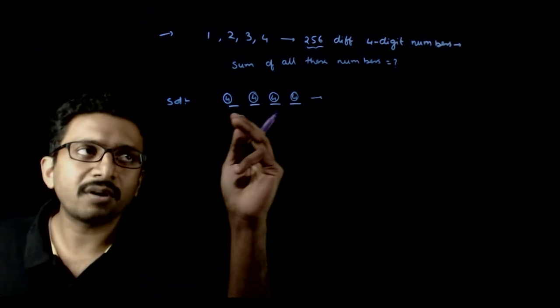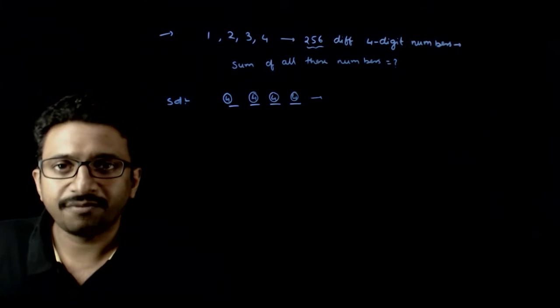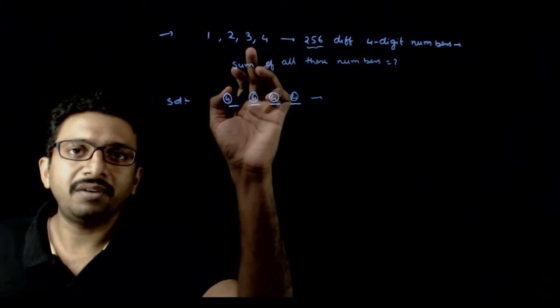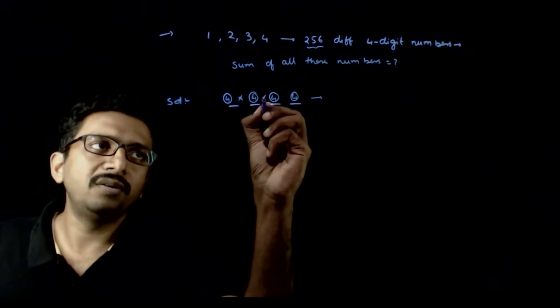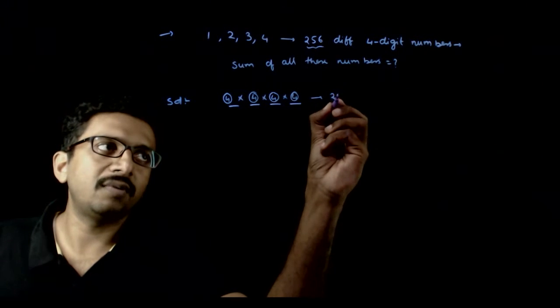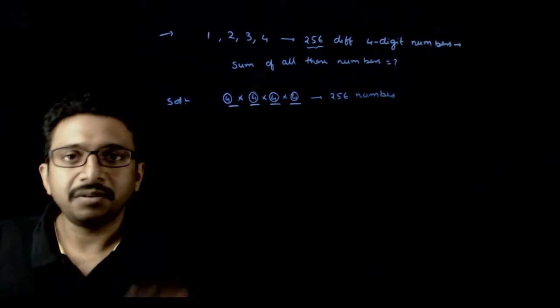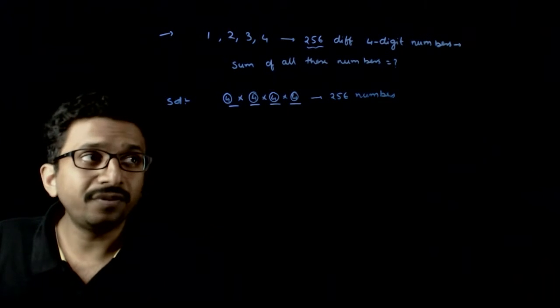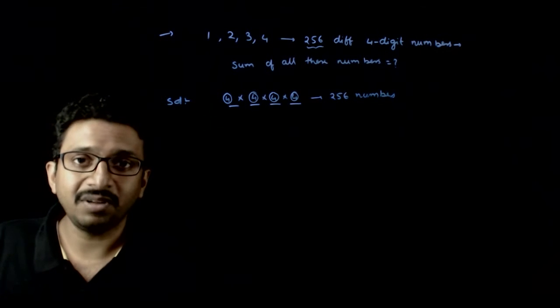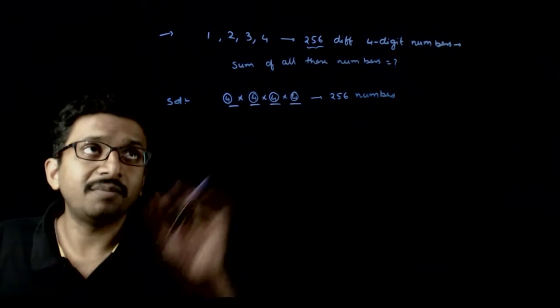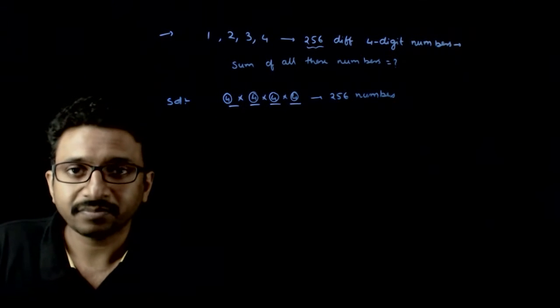So the total number of 4-digit numbers that can be formed using 1, 2, 3, 4 is 4 into 4 into 4 into 4, which is equal to 256 numbers. So you can have a total of 256 different 4-digit numbers that can be formed using these 4 digits.